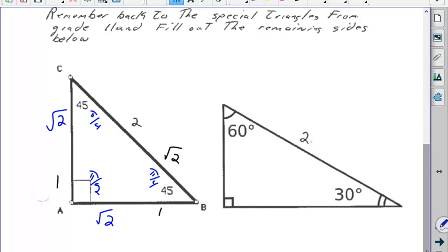Derek, you wrote down these. What size did you make this one here? I didn't do that. Okay.